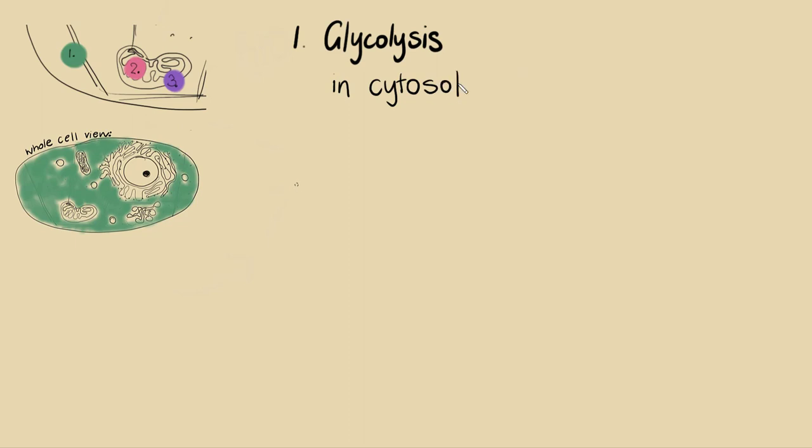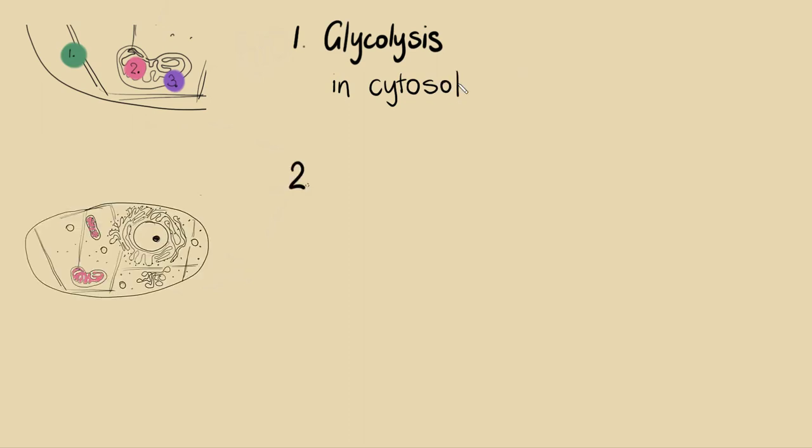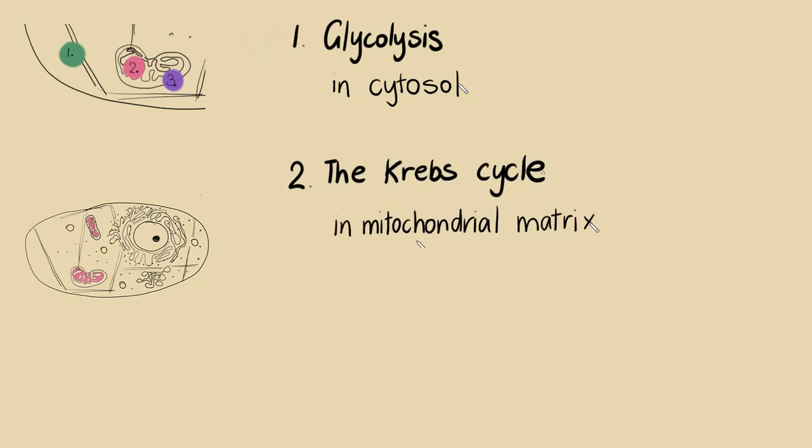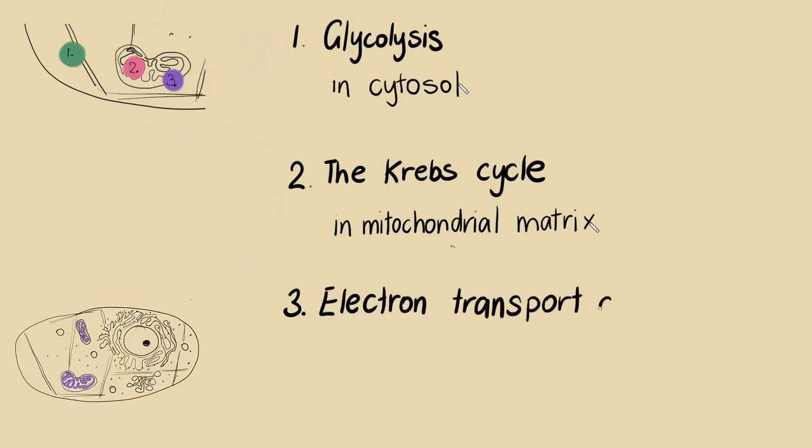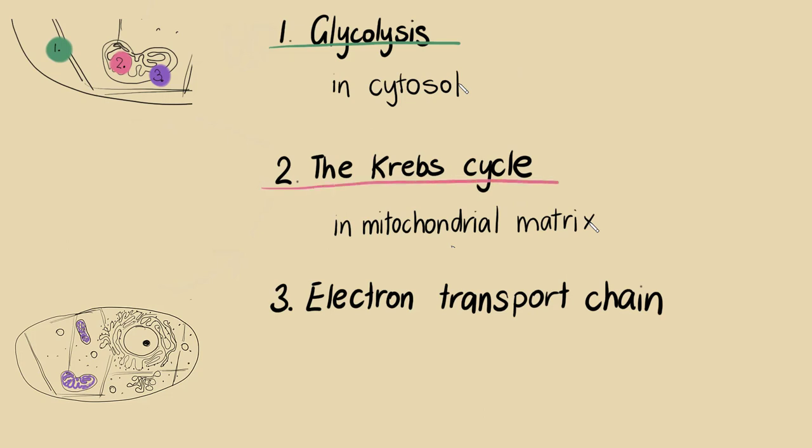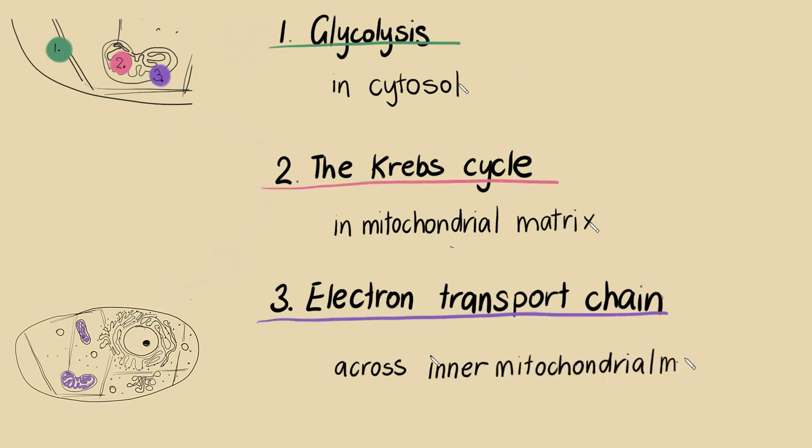Part two occurs inside the mitochondria. This part is called the Krebs cycle, named after Hans Krebs, who identified the steps that occur in this pathway and how they cycle round. Part three occurs in the inner membrane of the mitochondria. This is called the electron transport chain.